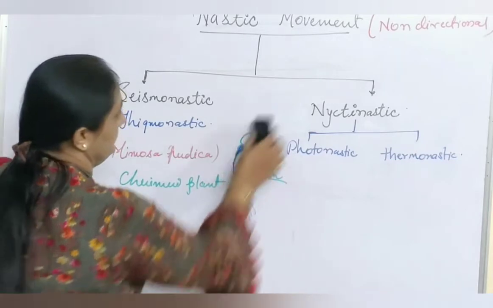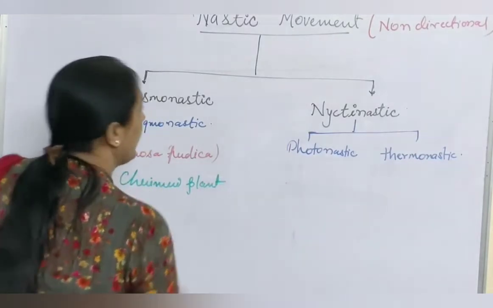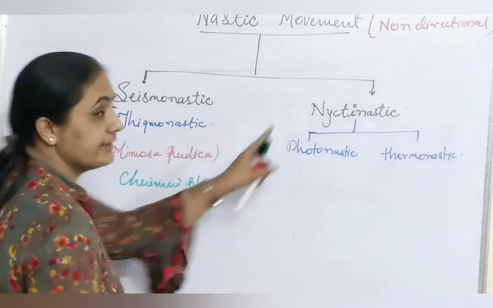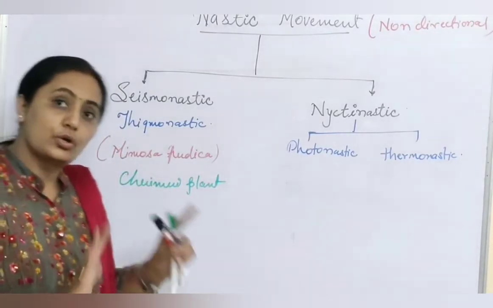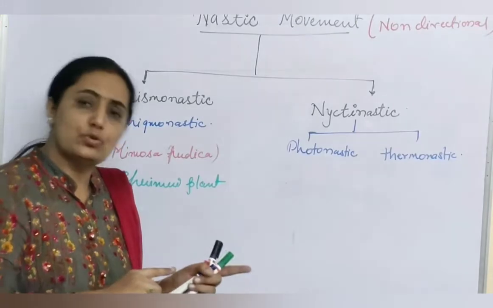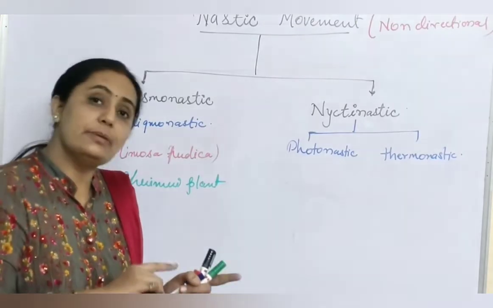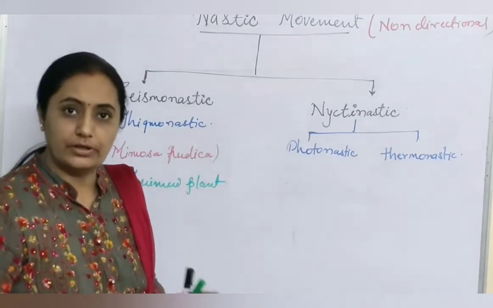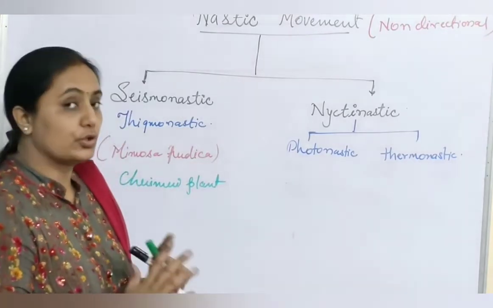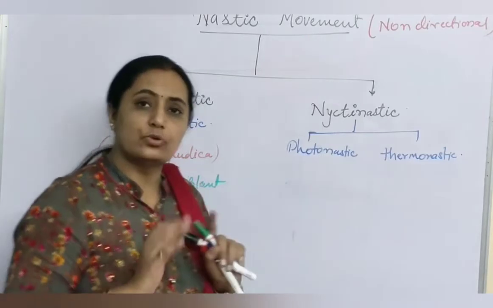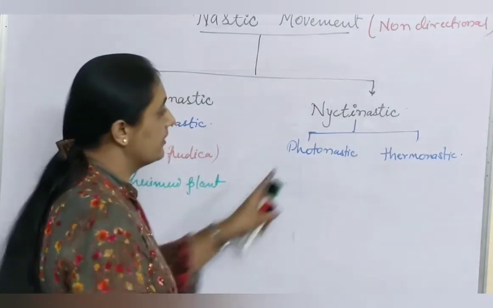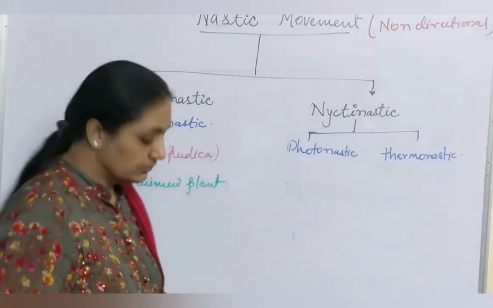Then nectinastic. Now here there is no growth. In this case we have not seen growth. We have only seen that this movement is shown by the plant because of movement of water or presence of water. No growth related and no direction related. Now in nastic movement, nectinastic, one is photonastic and another is thermonastic.